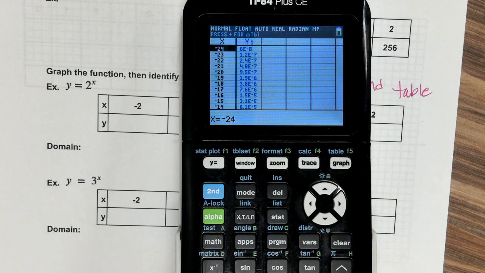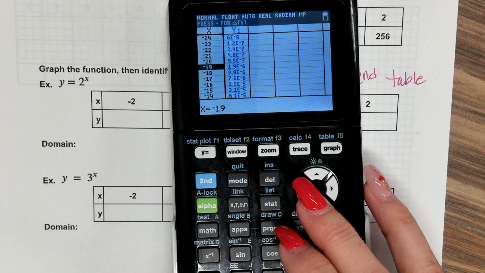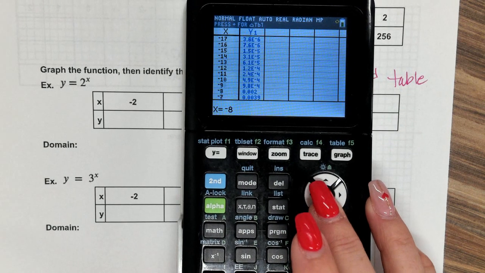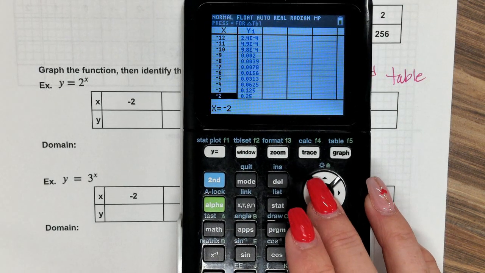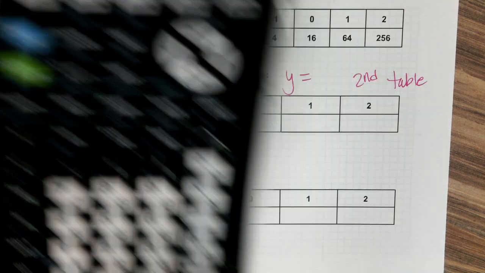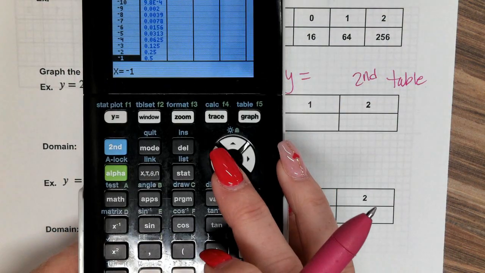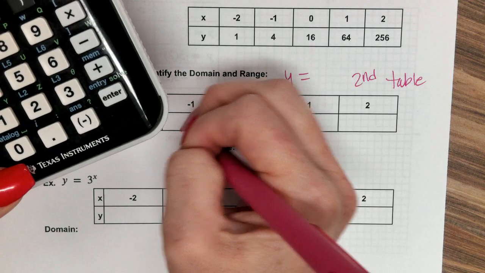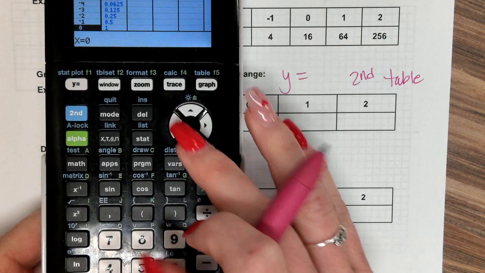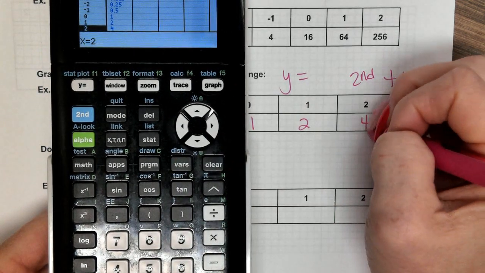So hit second table, and that is going to give you your list of coordinates. Make sure you're not in scientific notation mode, but it will give you some of the answers in scientific notation because they're so small. So tab to -2, and what is the y value? 0.25, write it down. Okay, go to -1. The y value is 0.5. Go to 0. The y value is 1. And then it's 1, 2, and 2, 4.